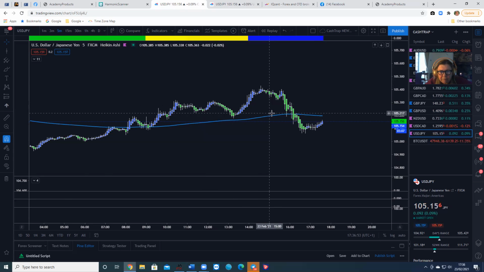And if price is above it, it's acting as a floor, supporting it. And once price goes below it, then it's acting as a ceiling, and it will be pushing price down. And it's very good for telling the trend. This is why professional traders like the 200 moving average.